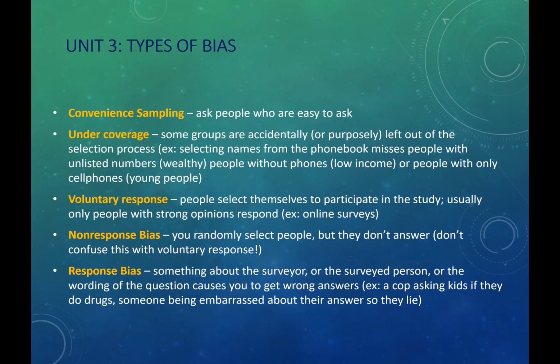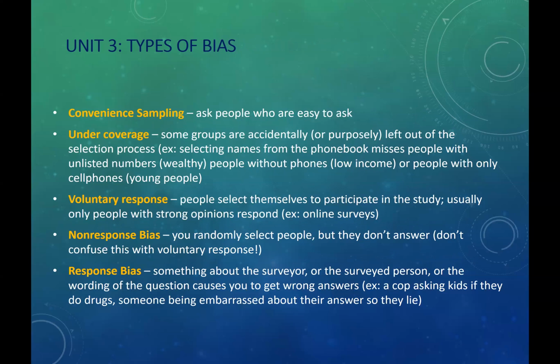Voluntary response bias is where people select themselves to participate in the study. Usually only people with very strong opinions respond. For example, if you put a survey online and then post it on your Twitter page and you have people respond to it, only people who really care are probably going to take the time to do it. That's also a convenient sample because it was an easy method for you, but it wasn't representative. And both of these are bad because it leaves people out, causing undercoverage.